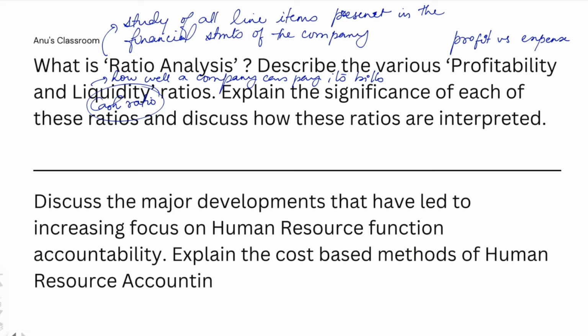So some of the different liquidity ratios are, for example, we have quick ratio, then we have current ratio, then we have day sales ratio. So all these things are different types of liquidity ratio.